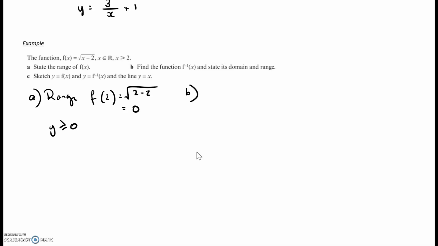Okay, B, we're going to find the inverse function. So again, I'm going to swap my x and my y values around. So I end up with x equals root y minus 2. I'm going to square this side, cancel that square root, so that ends up with y minus 2 equals x squared, and then y equals x squared plus 2. Alrighty.